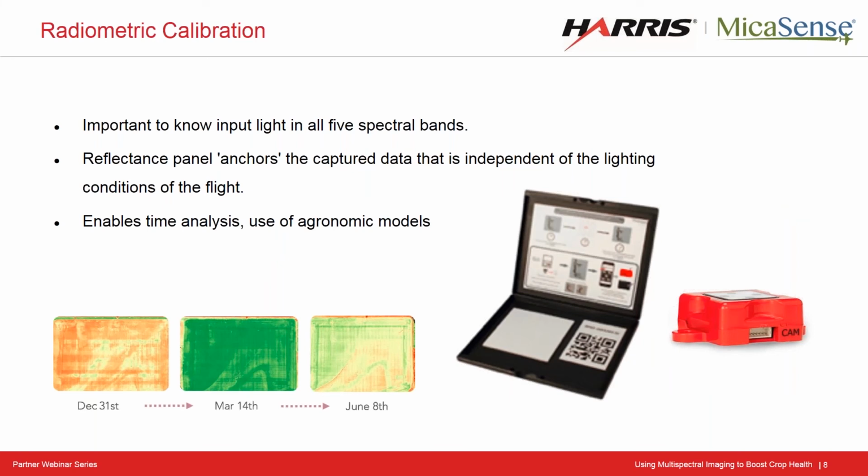So the next thing is radiometric calibration. Radiometric calibration is important in this respect. Imagine that you're out flying a particular field today, and it's a clear sky, there's not a cloud in the sky. And then 2 weeks later, you want to see the changes that have occurred in that crop from your previous flight 2 weeks ago to the current flight.